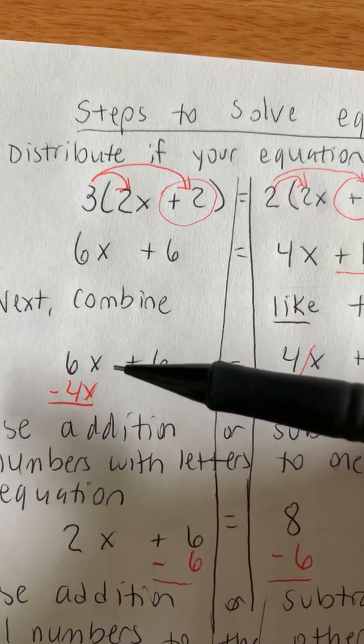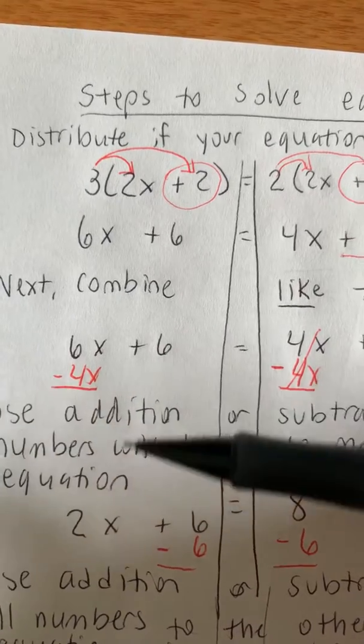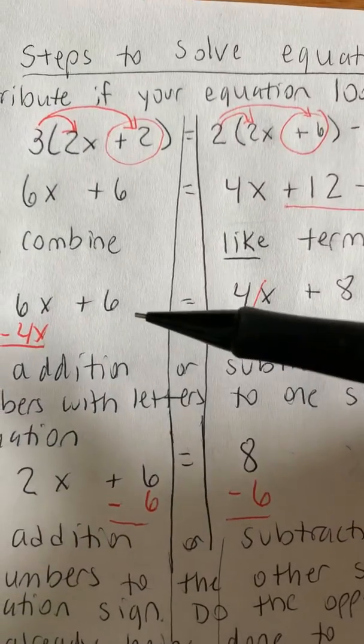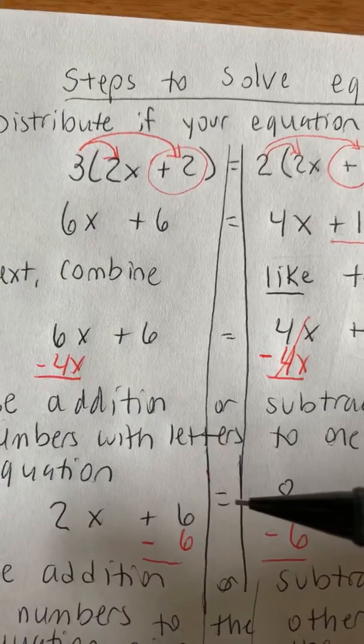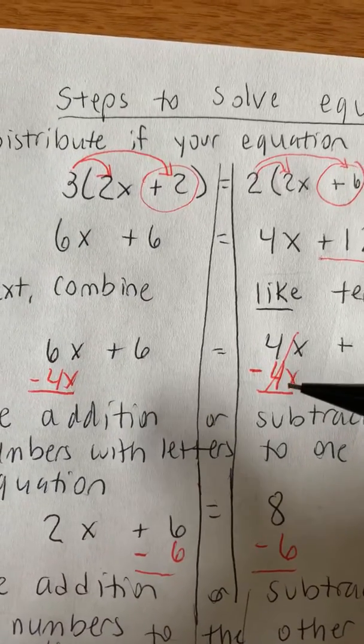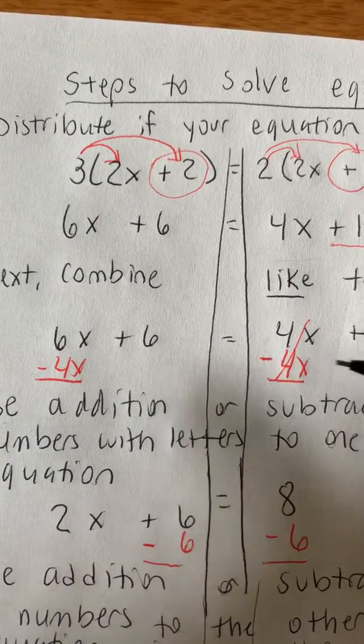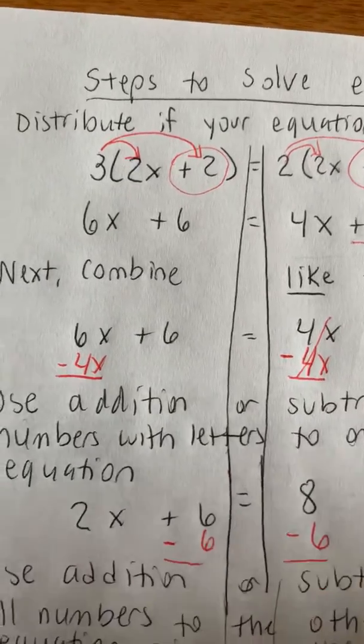When I do that, I do 6x minus 4x. That gives me 2x. I bring down my positive 6. I bring down my equal sign. When I do 4x minus 4x, that's nothing. I just cross it out and I bring down my positive 8.